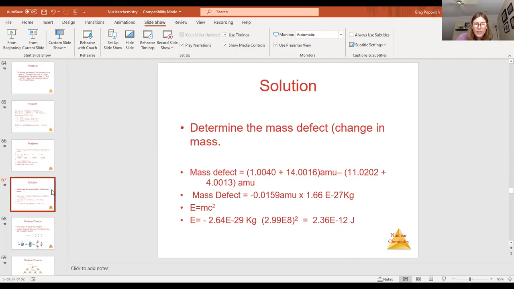For these ones, you do reactants minus products, in effect. You do reactants minus products because you're going to end up with a negative number, and these reactions are always exothermic. That's why you have a negative sign. Any other questions?